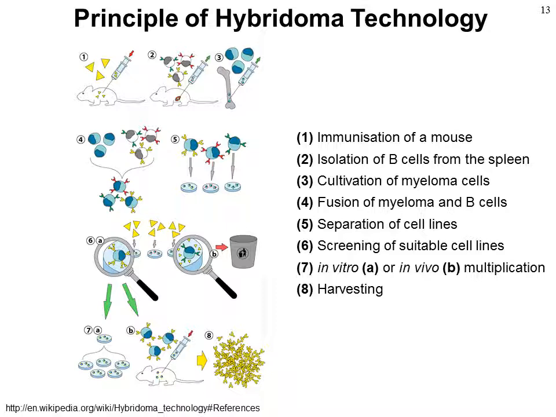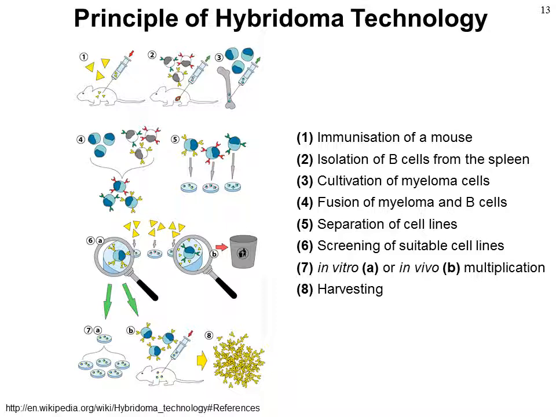First, an animal, in this case a mouse, is immunized with the antigen, for example a protein drug conjugate. However, subsequently the B cells, meaning the antibody producing cells, are isolated from the spleen and put into culture. The major problem why this was not done before is that B cells cannot grow in culture outside the environment of the spleen, as they need continuous stimulation.